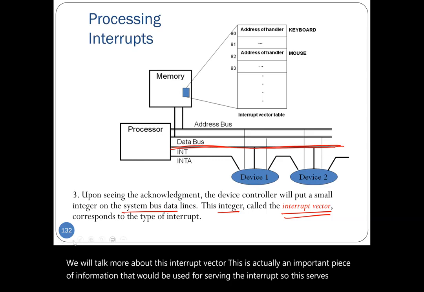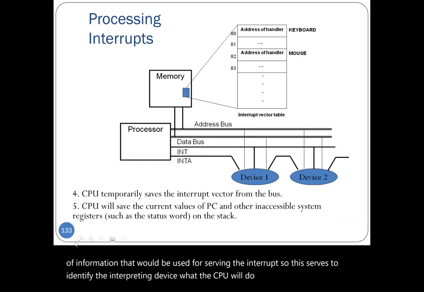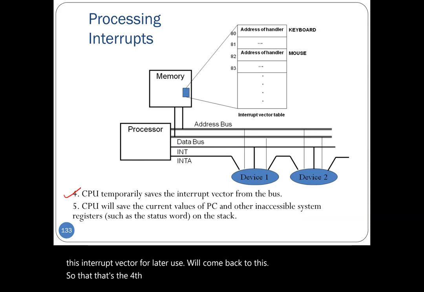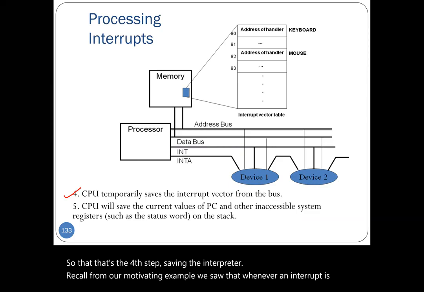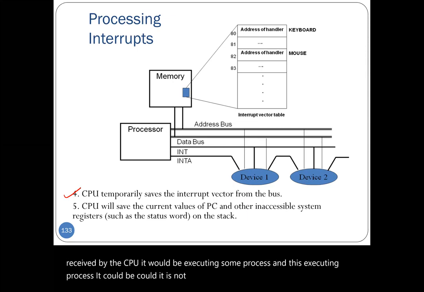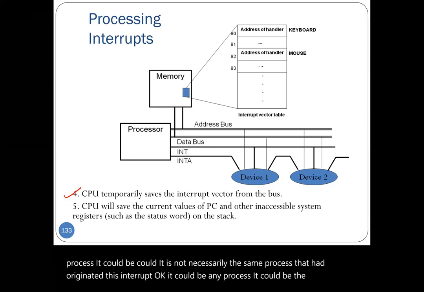The CPU will save this interrupt vector for later use. We'll come back to this. So that's the fourth step, saving the interrupt vector. Now recall from our motivating example, we saw that whenever an interrupt is received by the CPU, it would be executing some process, and this executing process is not necessarily the same process that originated this interrupt. It could be the same process, but it could be a different process as well.